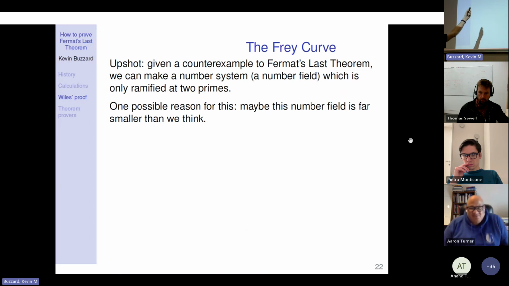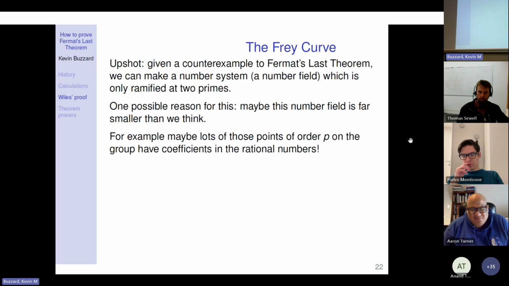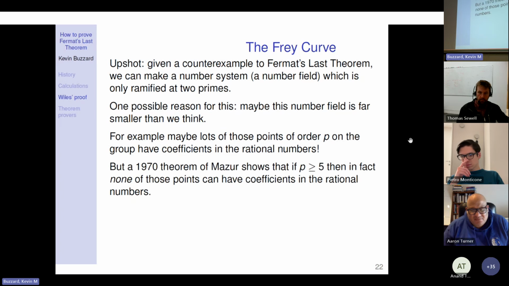So maybe all those complex numbers were rational numbers. Right? Maybe they were all whole numbers. Maybe with this counterexample to Fermat's last theorem, we threw in all these complex numbers, but maybe they were just all large whole numbers. And so maybe that number system is just the rationals over and over again, right? So is it possible to come up with an elliptic curve where you have a large prime number P and lots of points with rational coefficients of order P in this group? And it turns out, and that was completely unknown for a long time, but in 1970, Barry Mazur showed that actually that can never happen if P is at least 5.